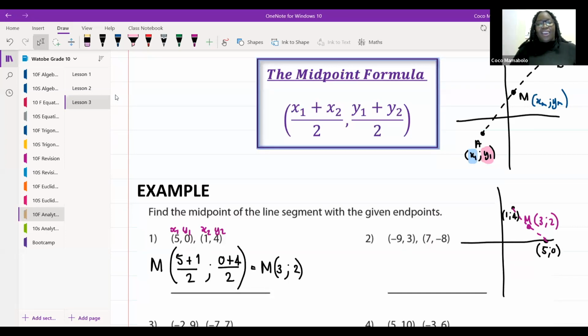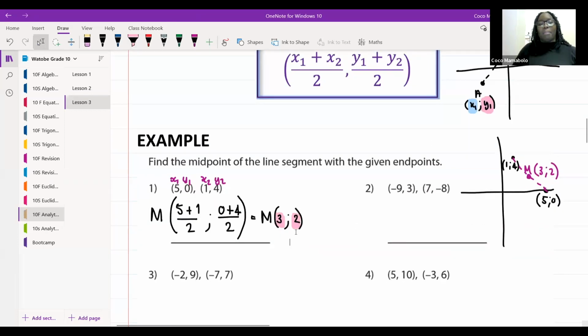Excellent. All right. Somebody was asking, what is the comma there for? It separates the x and the y value. Thank you, teacher Nels. I saw that you answered that. So it just tells us that this first part is our x value and the second part is our y value.